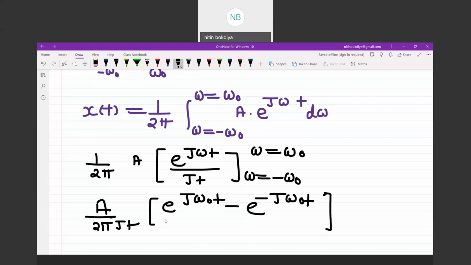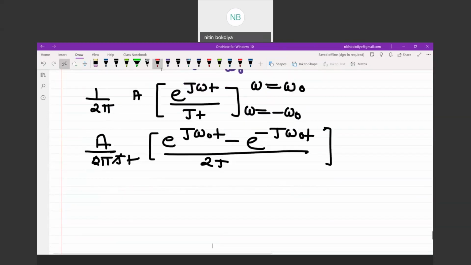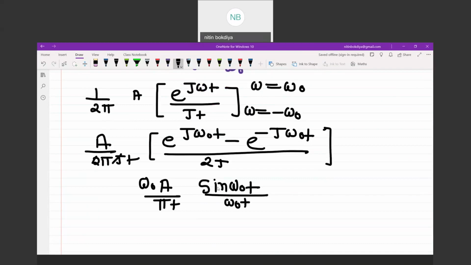If I multiply by 2j here, let's cancel this 2j. You can say it is e to the power j theta minus e to the power minus j theta divided by 2j. So this will be sine of omega naught t divided by what? a by pi t. Now you can multiply this by omega naught. So this will be omega naught. T is already here, so let's remove this t here.